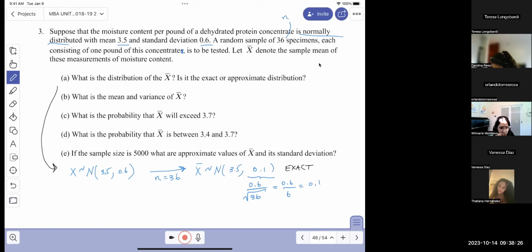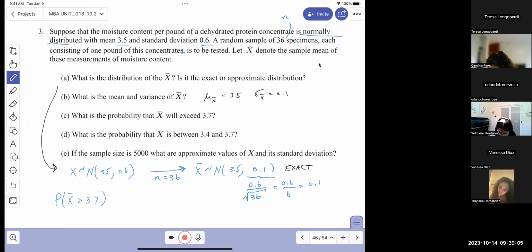And for the B part, I got the mean and variance. Sometimes I write with this notation: the mean of X bar is 3.5 and the standard deviation of X bar is 0.1, just to distinguish it from X. Now we have a distribution that we can use. So we can answer the next question, C: what is the probability that X bar exceeds 3.7?